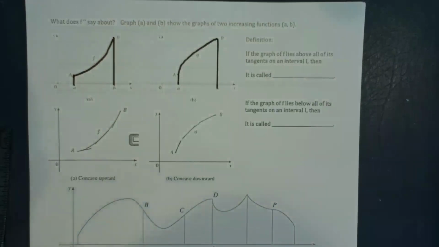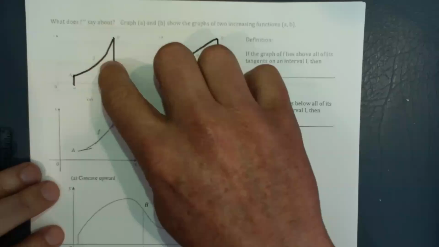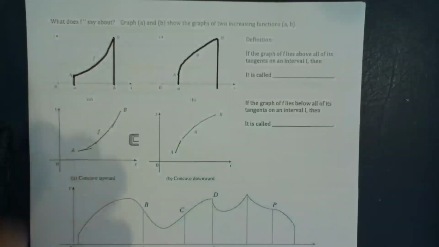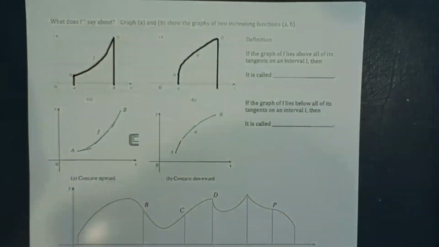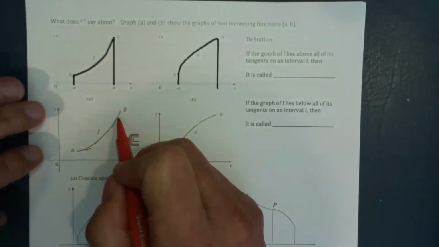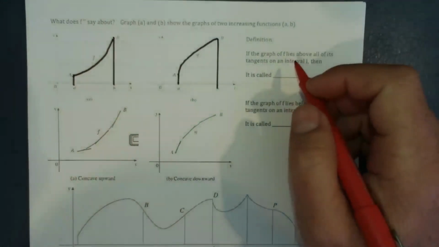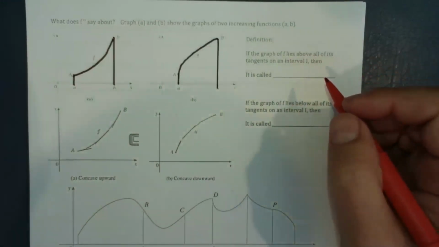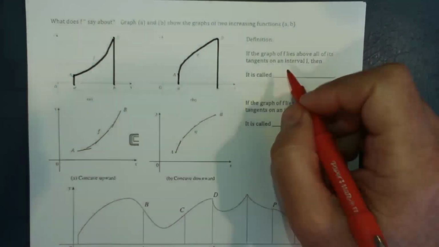All right. So what does f double prime say about the graph? Graphs A and B show the graphs of two increasing functions, meaning the slope of the tangent line is positive in both cases, but they look different. And so we have a definition. If the graph of f lies above all of its tangents, so when we put in a tangent, we actually have them here. Here the graph is above it. Here it's below, pardon me. If it's above, that's here.